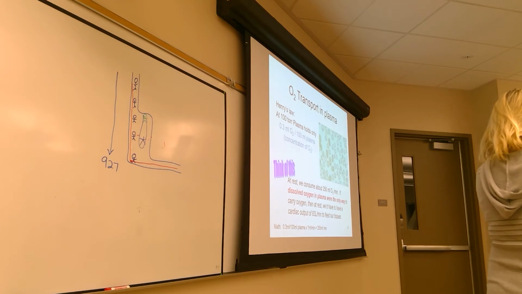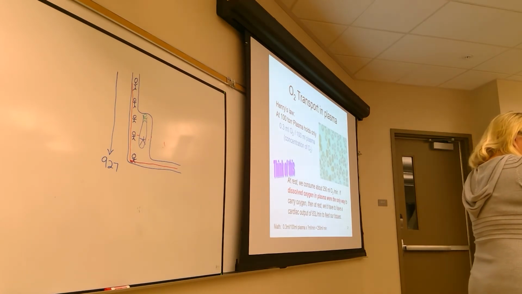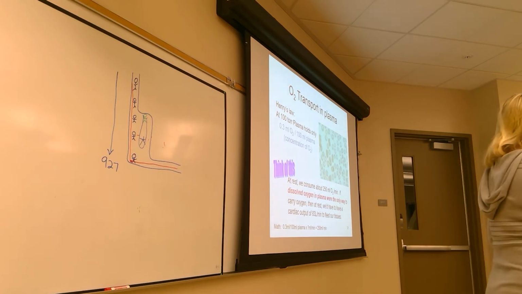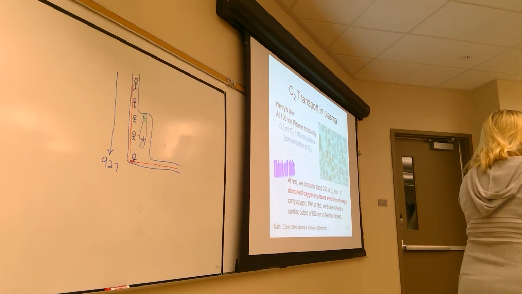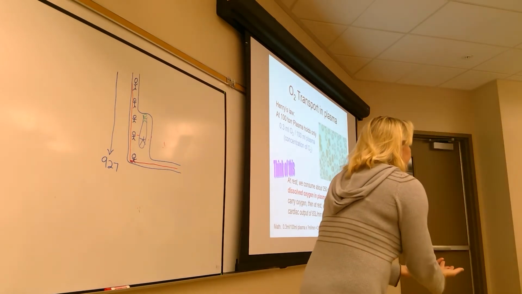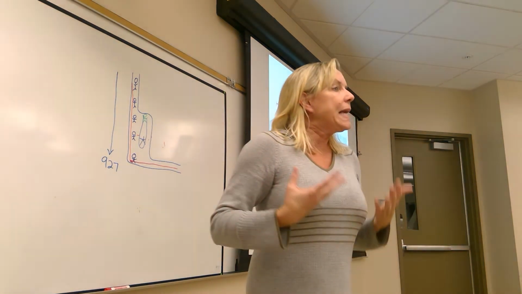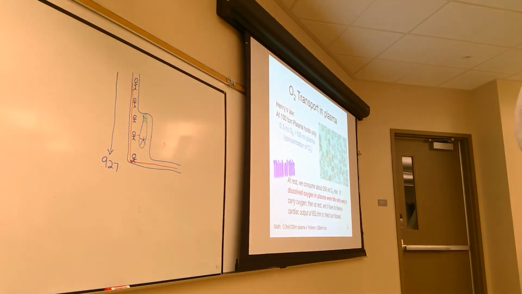Then what did you do to that number? You multiply it by 1.34 milliliters of oxygen for every gram of hemoglobin you have. And you calculated my oxygen carrying capacity. So the other way we carry oxygen, transport it, is in our red blood cells.